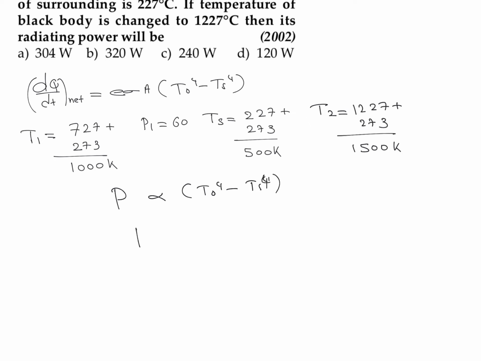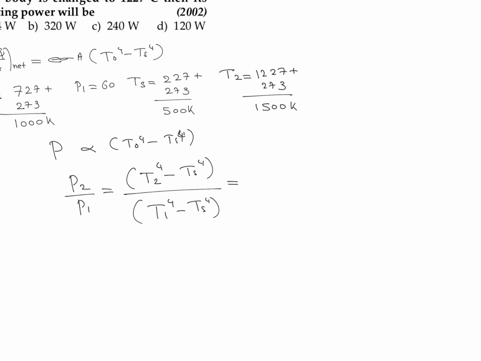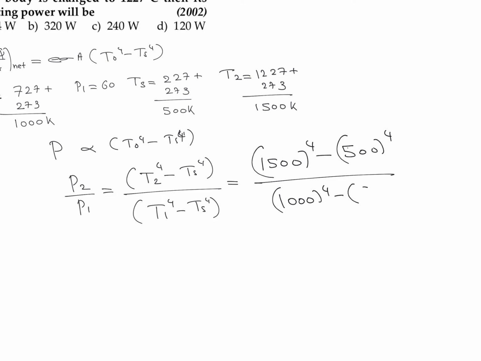We can write the power in the second situation over the power in the first situation as equal to the temperature in the second situation raised to 4 minus the temperature of the surrounding raised to 4, divided by the temperature in the first situation raised to 4 minus the temperature of the surrounding raised to 4. Now we can substitute the values. T2 is 1500 raised to 4 minus the surrounding temperature 500 raised to 4, divided by 1000 raised to 4 minus 500 raised to 4.